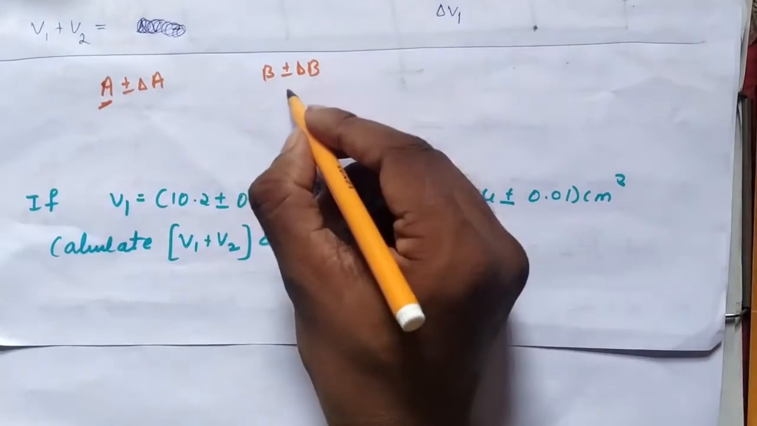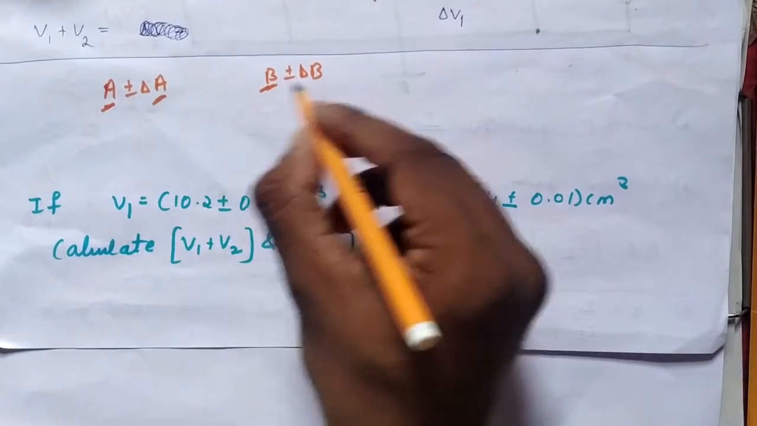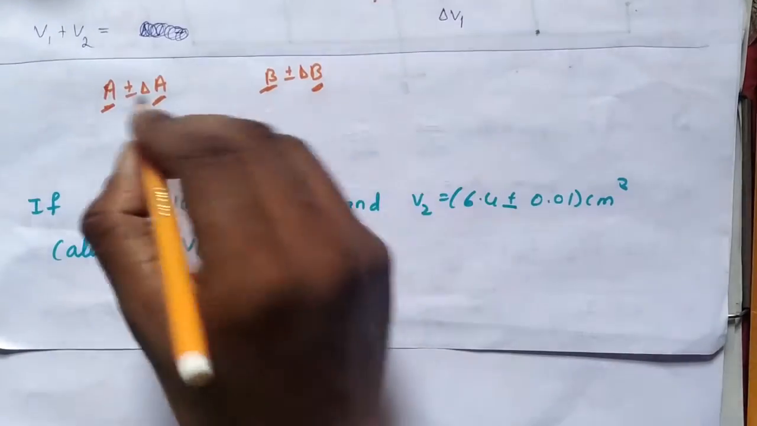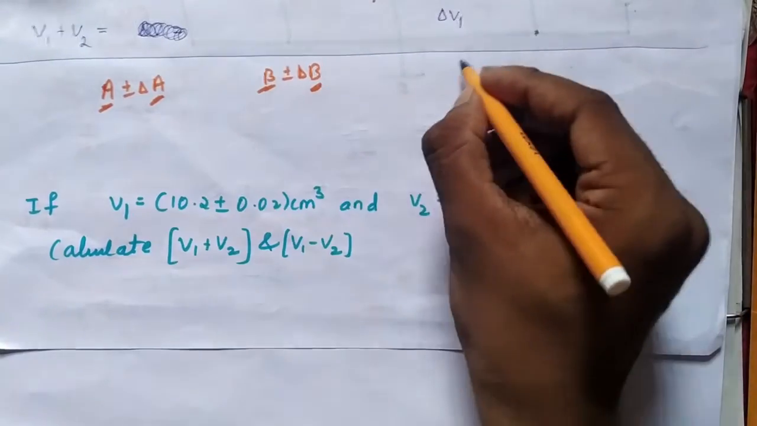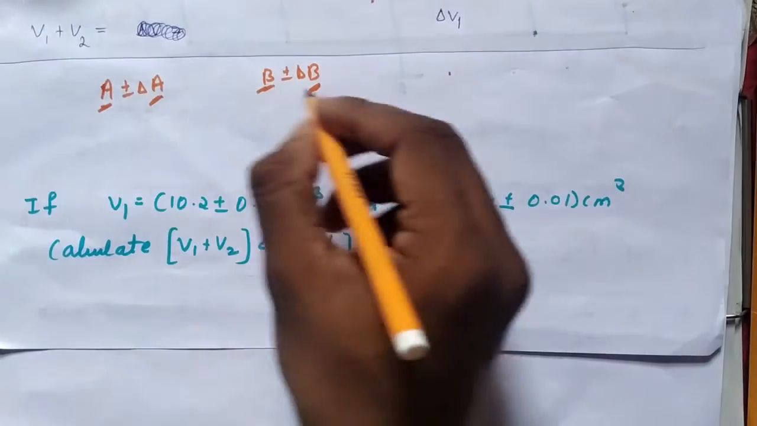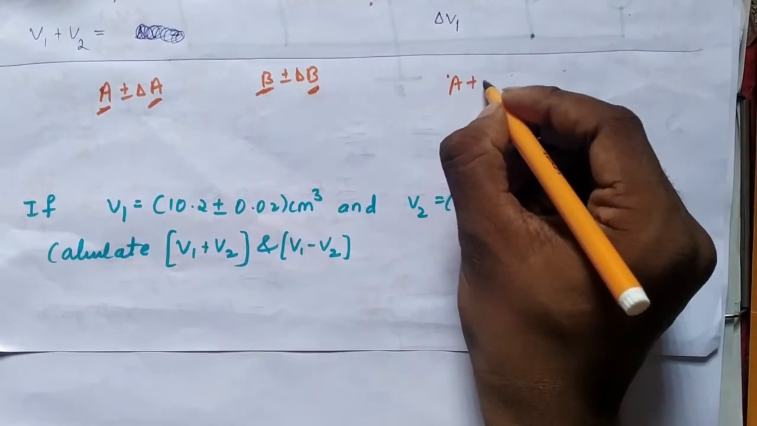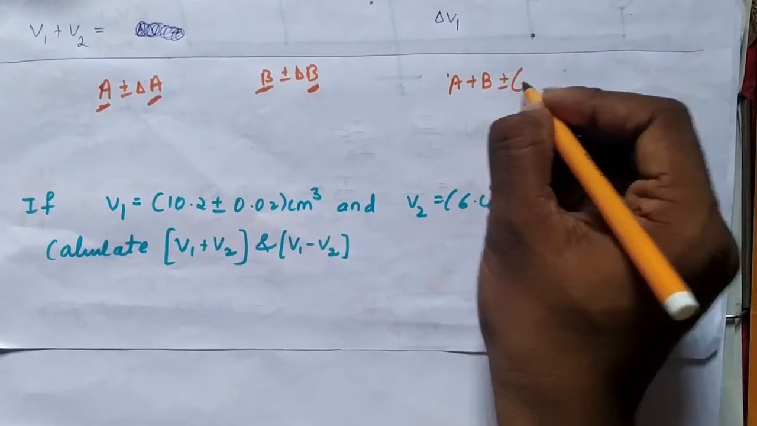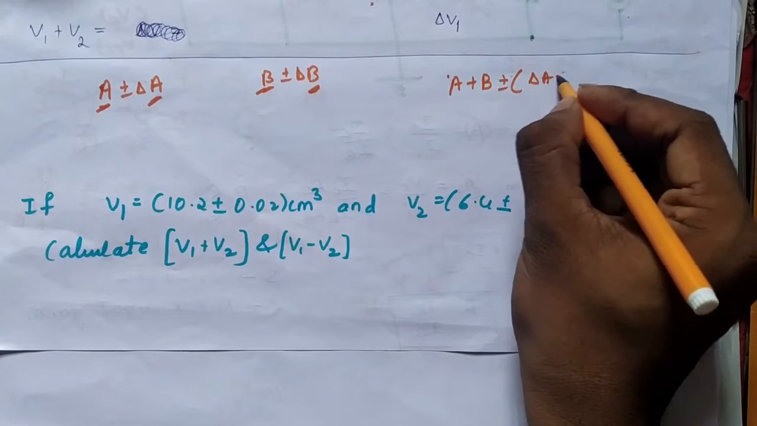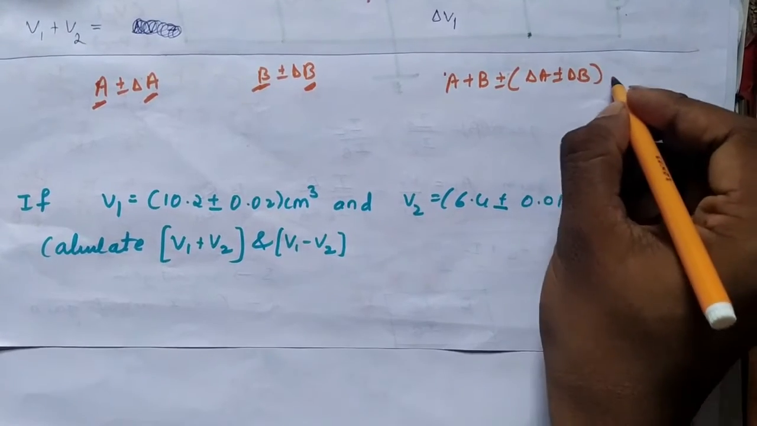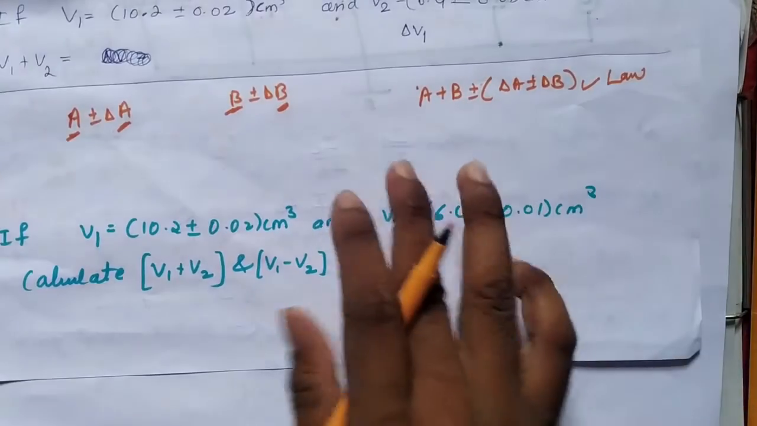This is the main value, this is the error of a, this is the error of b. Suppose I have to add these two things: for adding, I have to add the main values as they are, then I have to add the errors. This is the law of addition of errors.